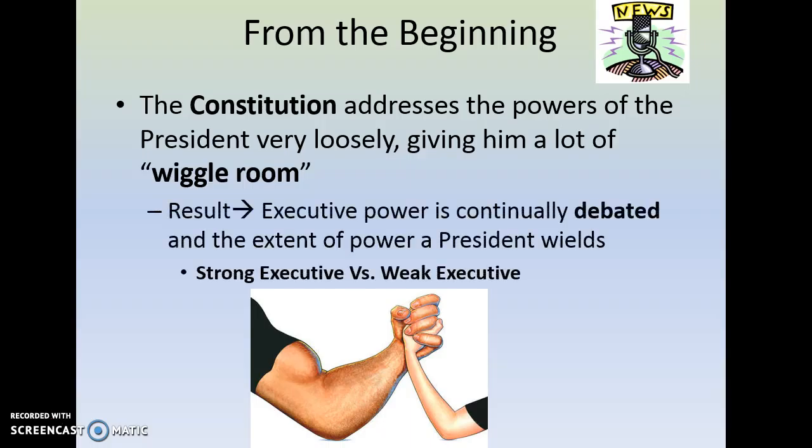However, the Constitution gives the president's powers a lot of wiggle room. It doesn't spell out exactly what powers the president has. And so we're left with this ongoing debate between people who think we should have a strong president that leads from the front and other people who think that the president should be a servant of the people and should kind of step in line with Congress.